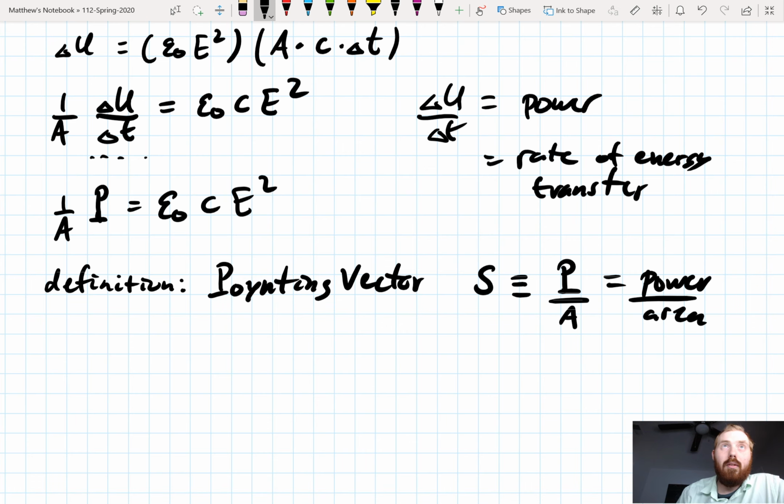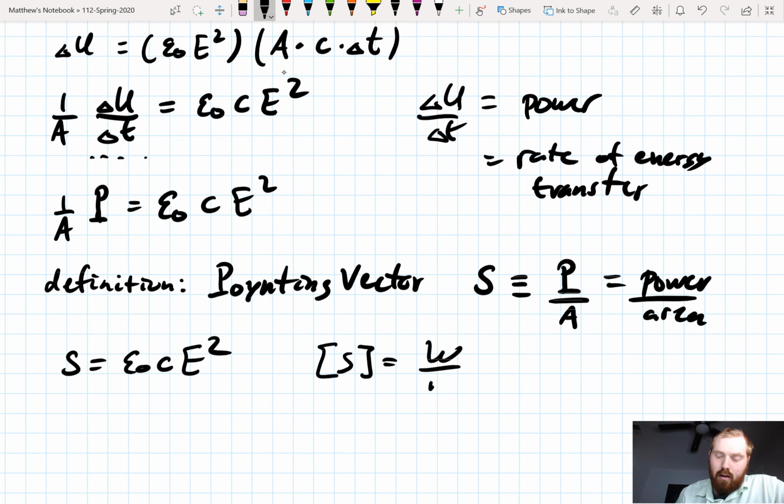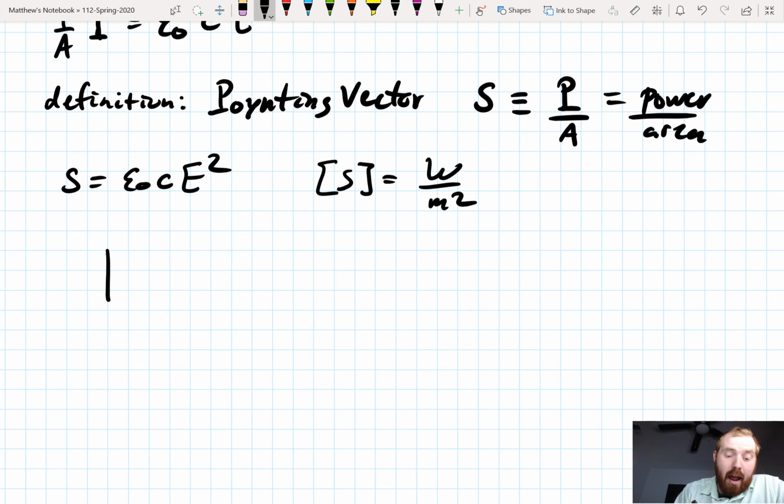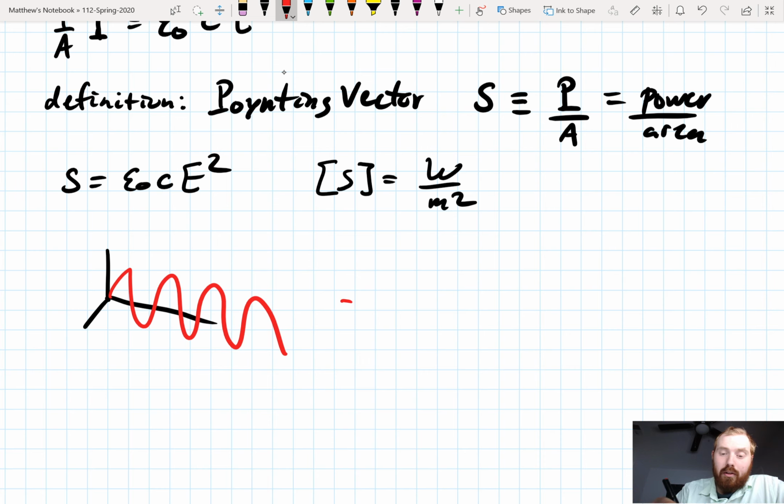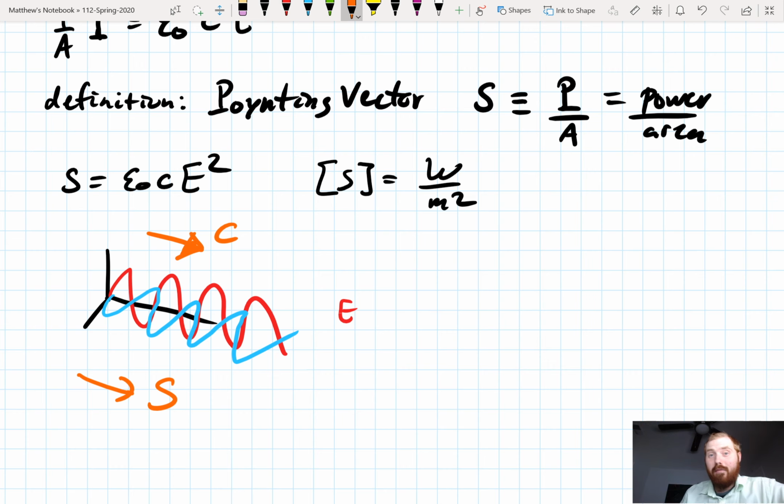Right? So the Poynting vector, S, is going to be epsilon naught C E squared. The units of this thing are watts per meter squared. And it has a vector associated with it. Think back to our favorite sinusoidal waves. There's the electric field, magnetic field, and we said it's propagating at some speed C. Well, C points in the S direction. So the Poynting vector points in the direction that the energy is transferring.